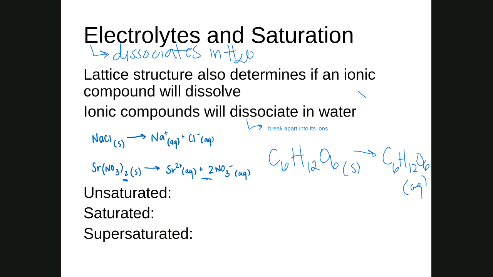So for right now, in chapter 9, any ionic compound is considered a strong electrolyte, and any covalent compound is considered a non-electrolyte.